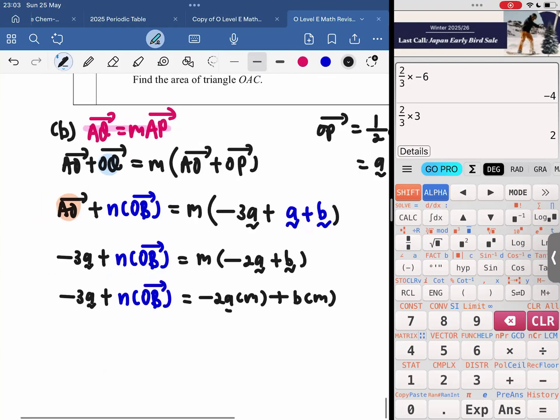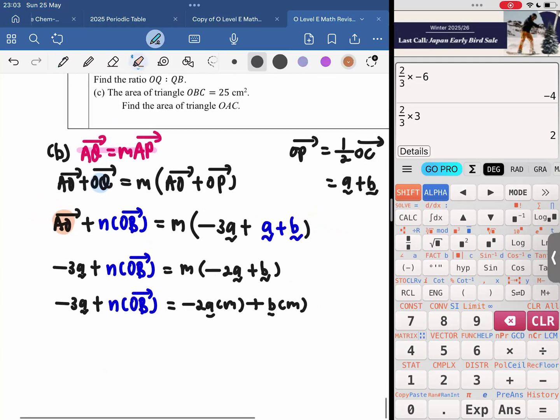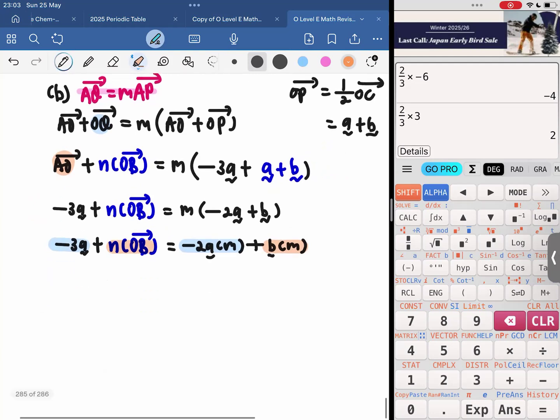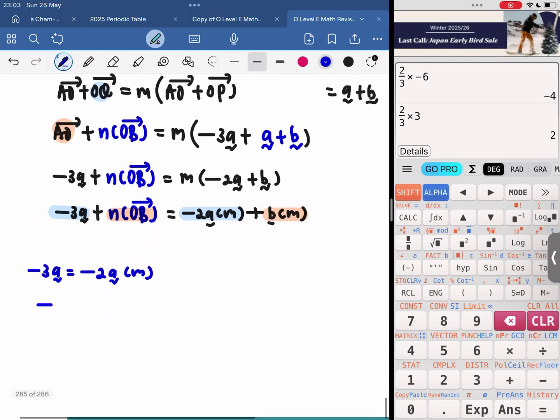Like that. Now usually when such a thing happens, a lot of people will get scared because they don't know what to do next. But what you can do is compare. For example, look at this one. Minus 3A will be together with this one. Then this B term will be together with this one. So let's do the blue one first. Minus 3A is equal to minus 2A times M. So we can remove A on both sides, so that is minus 3 equals minus 2M.